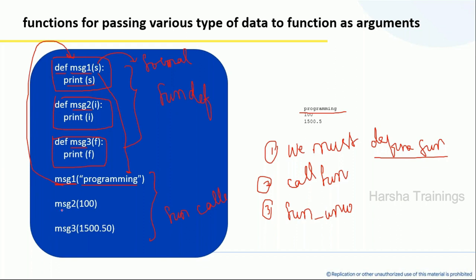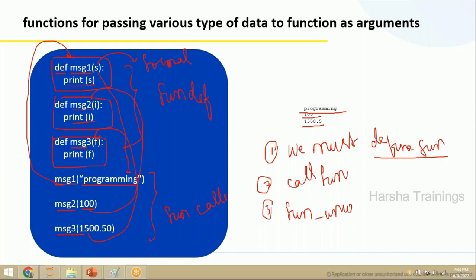Now I'm calling the message2 function by passing an integer. Whenever I call this function, it will go to message2, and it is going to print the value of i, which is 100. Then I'm calling one more function, message3, and here I'm passing a float. Now it will go to this function, execute this function definition, and print 1500.50.